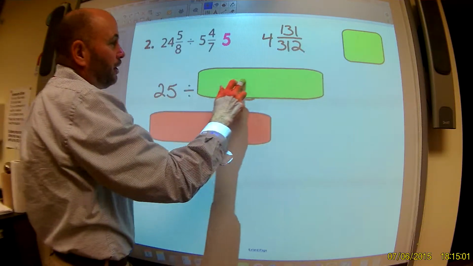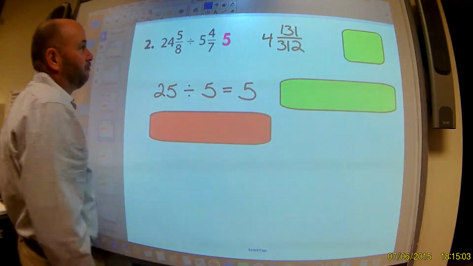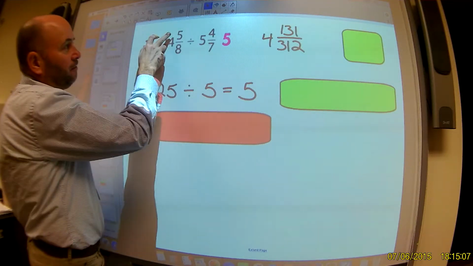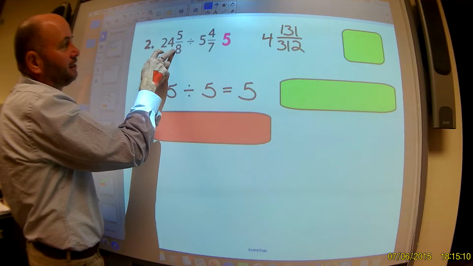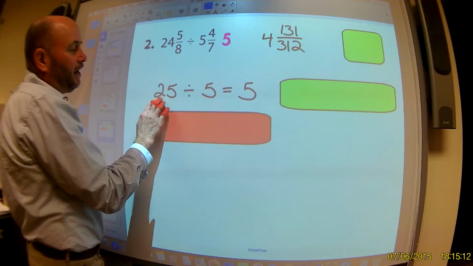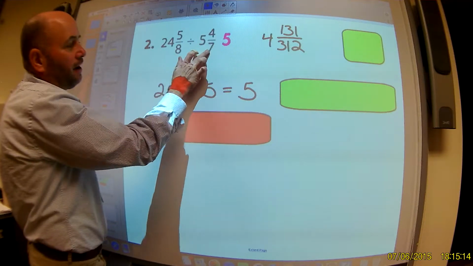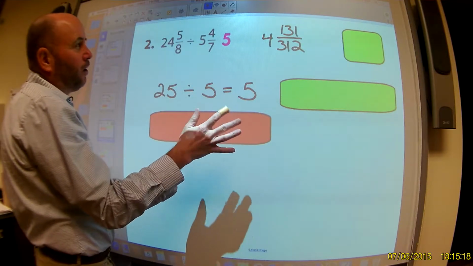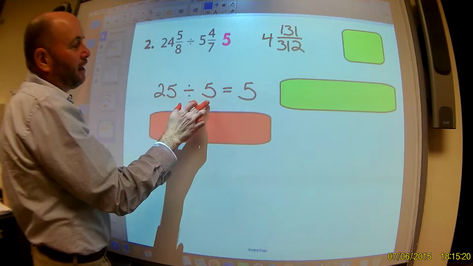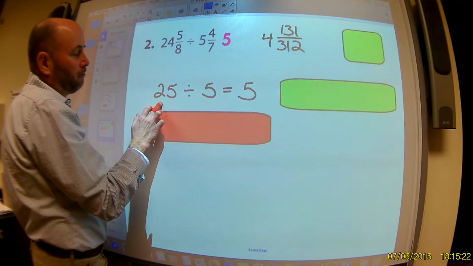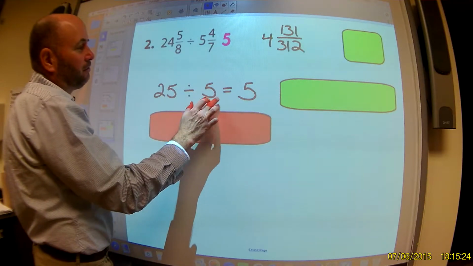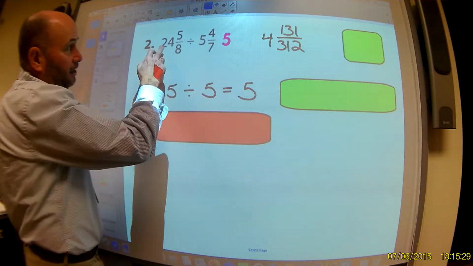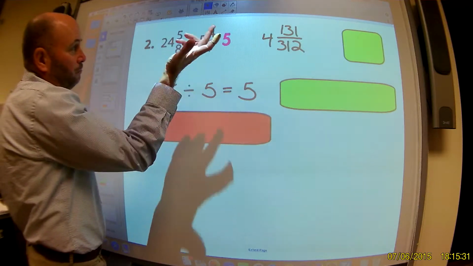Now, one way of doing it to get the 5 would be to take the 24 and round it to 25. 5/8 is greater than a half, so you can round that up. 4/7 is close to the halfway point, so you could leave that at 5, which is compatible with 25. 25 divided by 5 is 5, okay? Or you could have just said, I like turning this into a number that's compatible with that number.